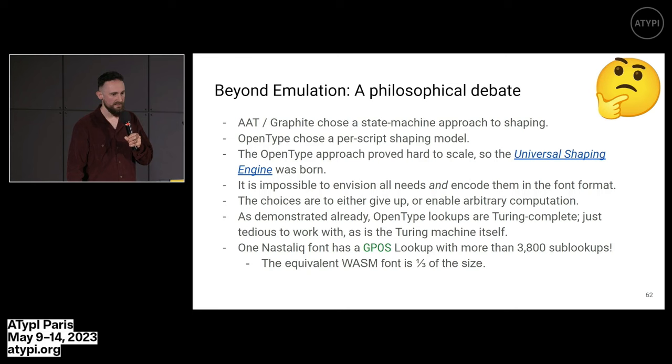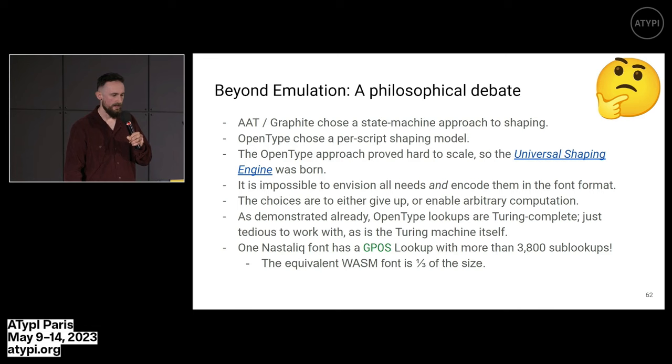And this opens up something of a philosophical debate. The OpenType engine has been developed over many years, and it's been developed and improved incrementally very far. And so the next step may have to be a radical one to go beyond this idea of a more declarative system to something with full computation.